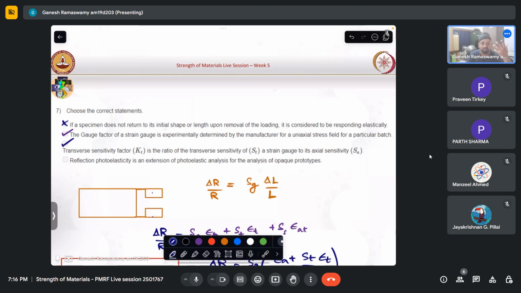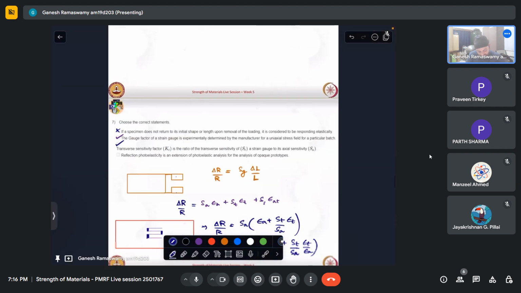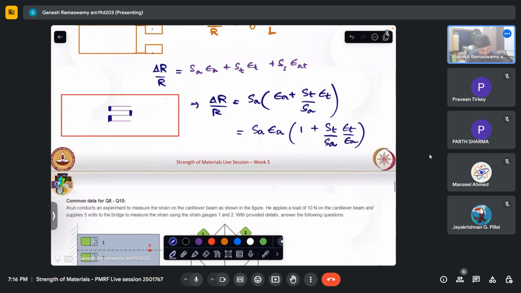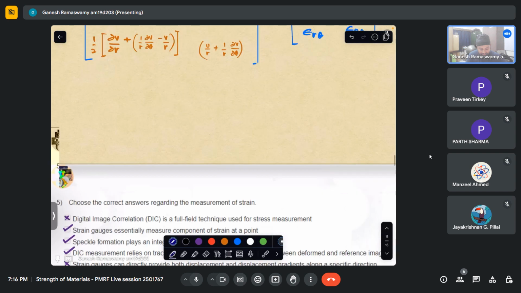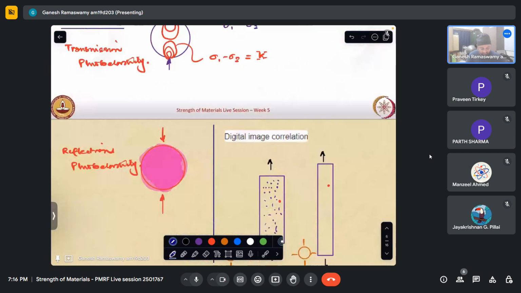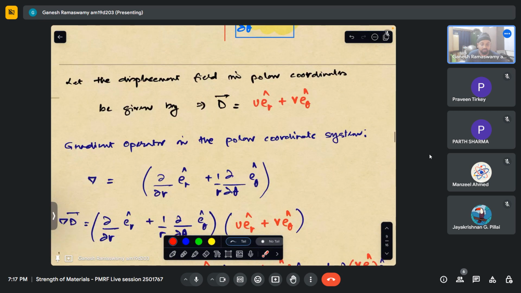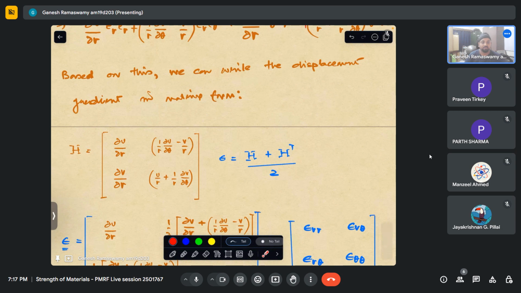Reflection photoelasticity is an extension of photoelastic analysis for the analysis of opaque prototypes. As we saw in the initial preamble where we discussed this, in reflection photoelasticity, we basically coat the material with a coating which has the photoelastic property, and then impinge light on it and apply the same principle of photoelasticity, which gives us freedom to apply this not necessarily to objects which are transmitting light or transparent, but also to opaque objects. But this works on the principle of compatibility of surface strains between the opaque object and our coating. I hope that is clear.